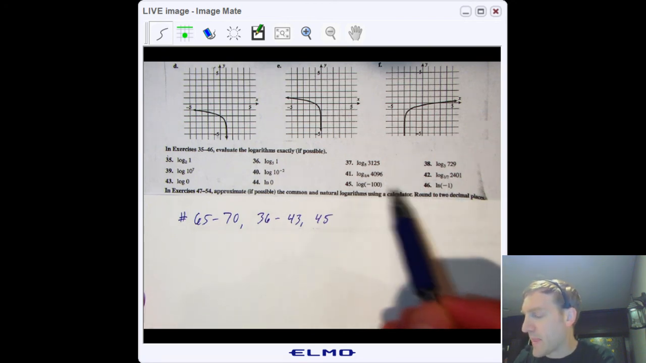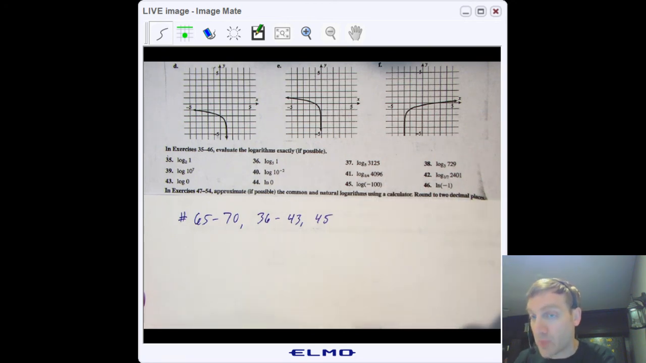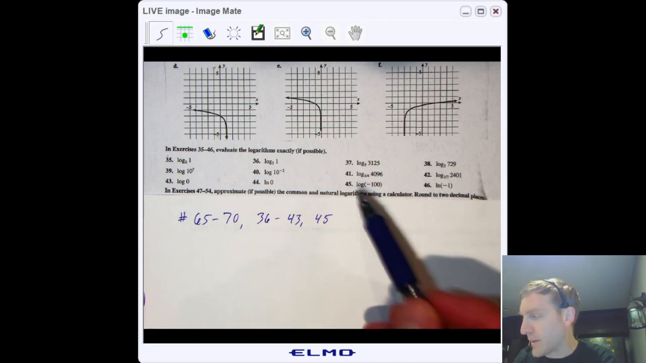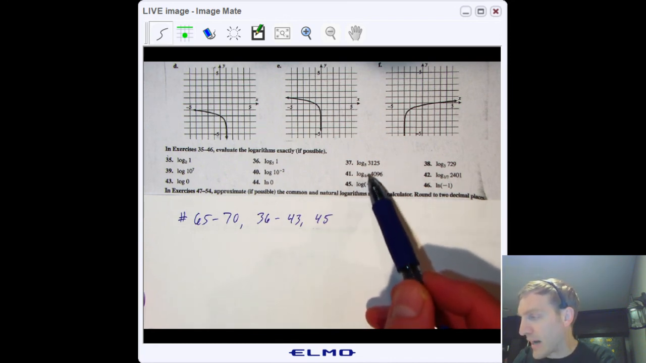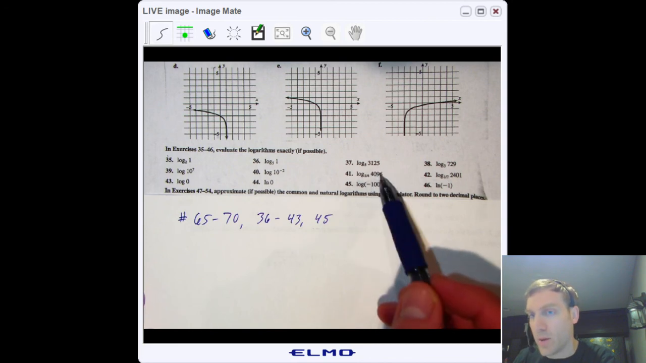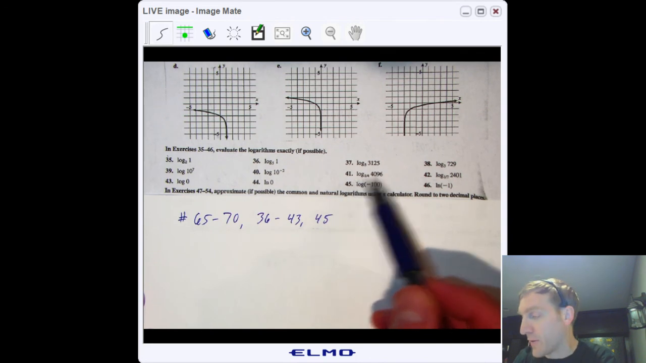Now, a couple of these, the answers will be negative. Remember, every time you do a reciprocal, the answer is negative. So look at like 41. This number is a fraction less than 1. This number is bigger than 1. That's going to tell you the answer is going to be negative because you have to do the reciprocal.